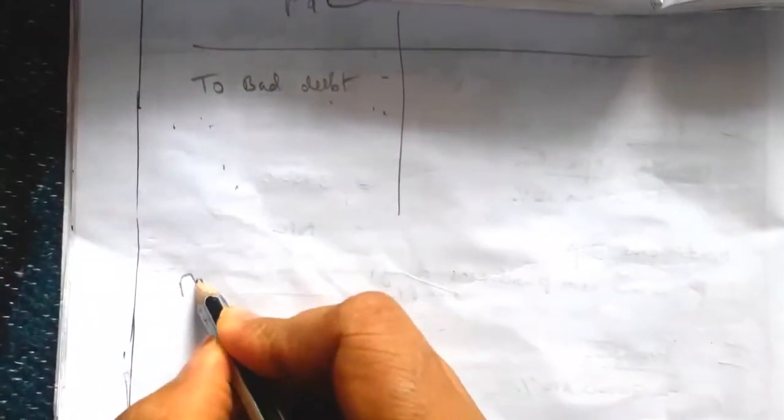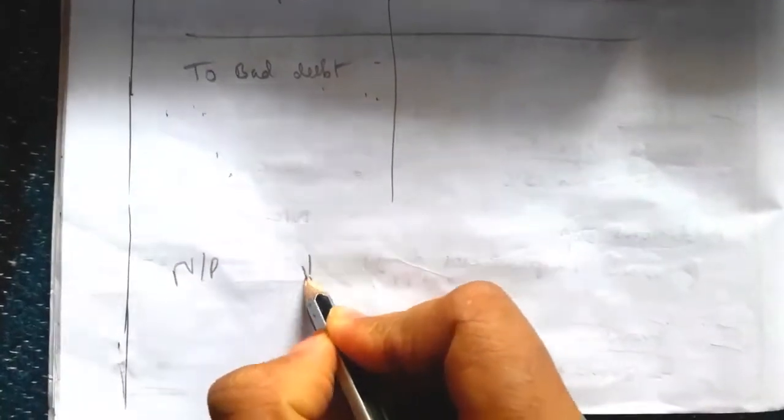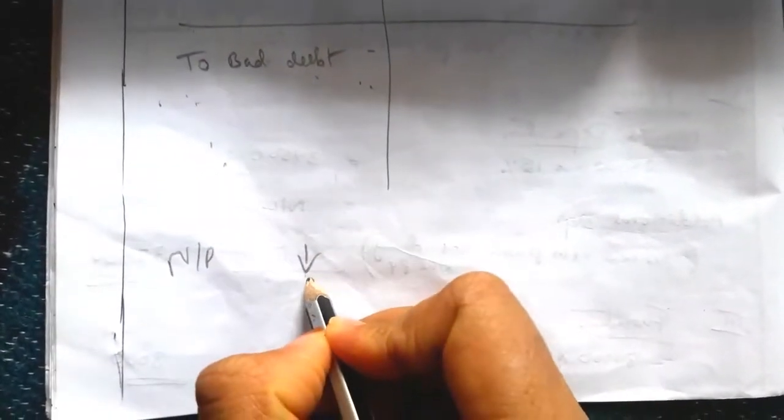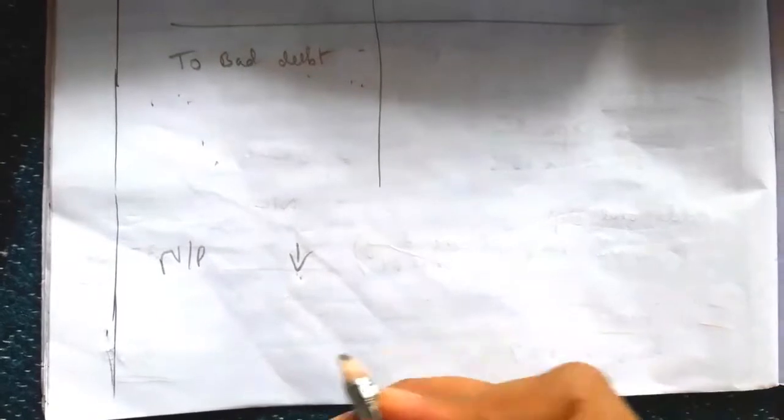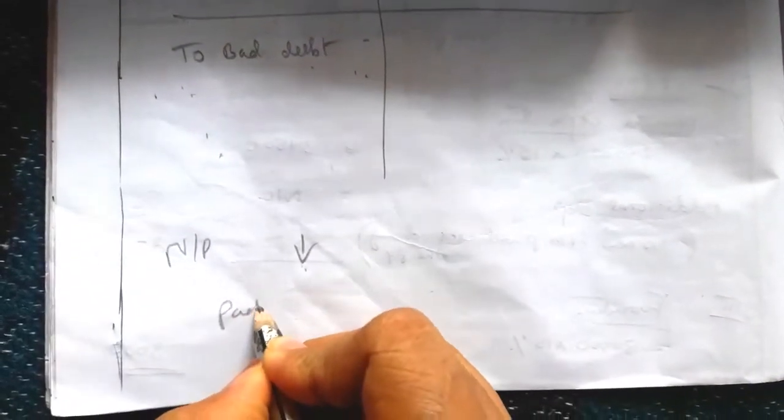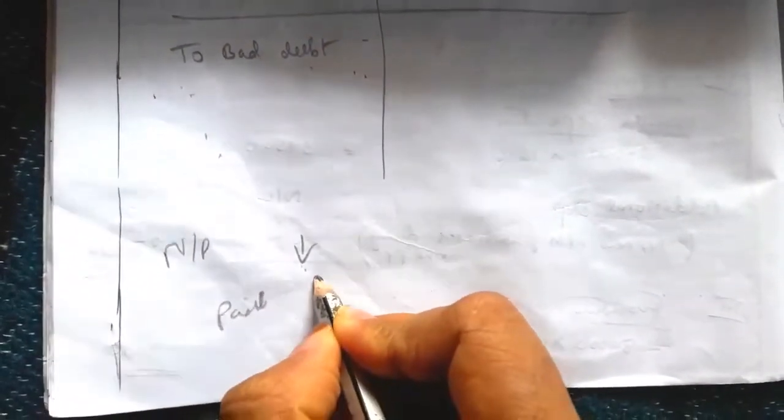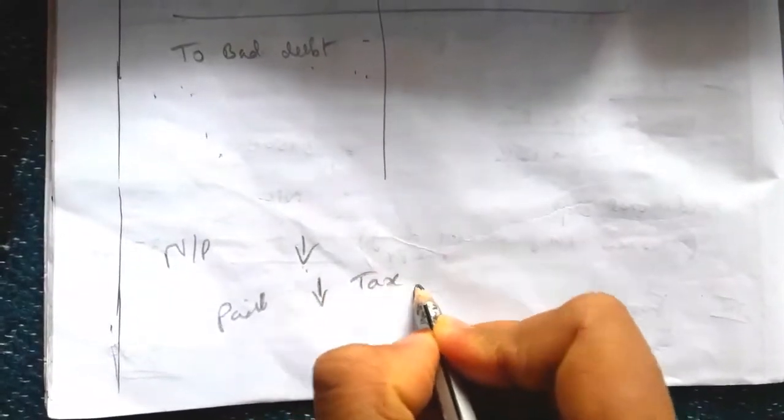So when they are showing the bad debt on the debit side, their net profit shows less. When their net profit shows less, they have paid less tax in that particular year.